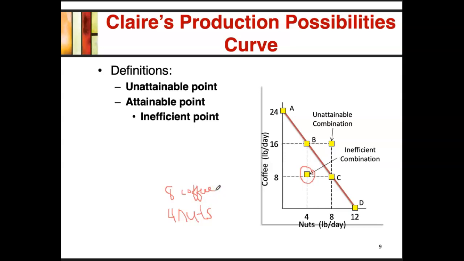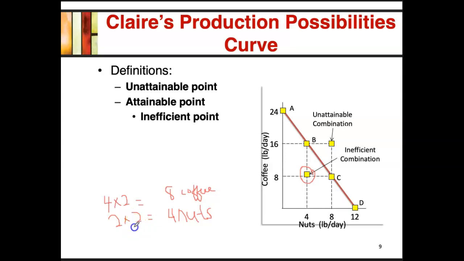Which is totally doable, right? So remember, to produce 8 pounds of coffee, how many hours does she need? Well, she's able to collect 4 pounds of coffee in an hour, so to produce 8 pounds of coffee she needs 2 hours. So that is 4 times 2, which gives us 8. And to produce 4 pounds of nuts, how many hours does she need? Well, she's able to collect 2 pounds of nuts in an hour, so she needs 2 hours. That's 2 times 2 to give us 4.